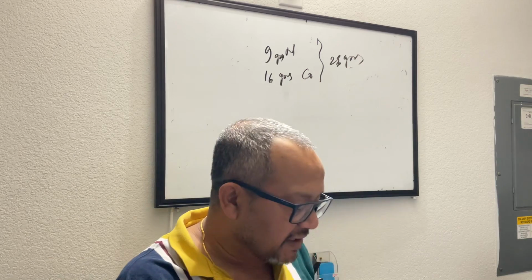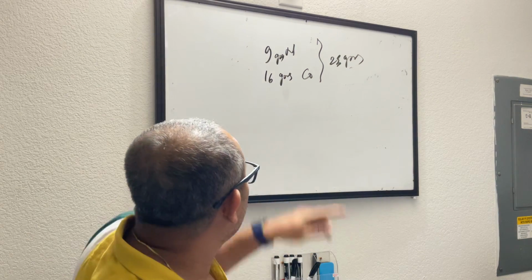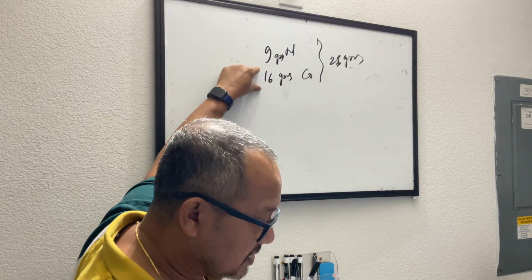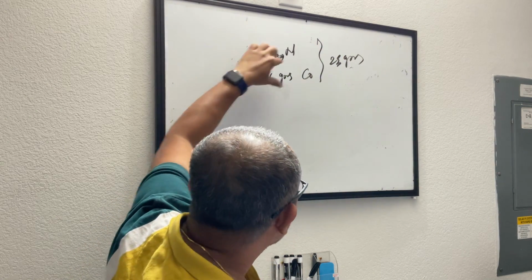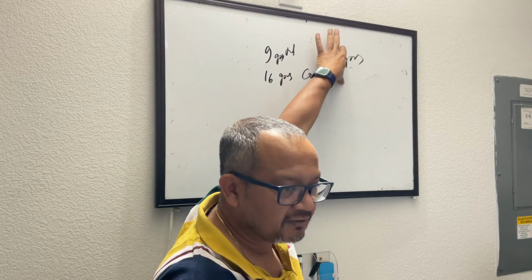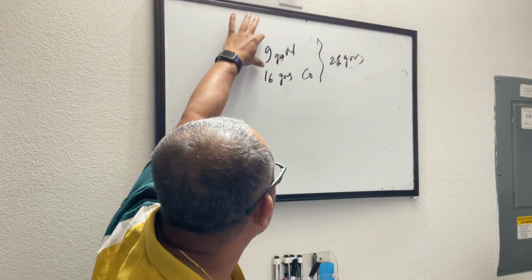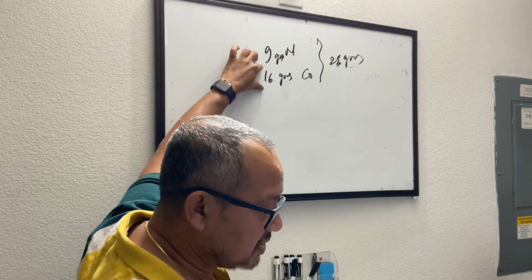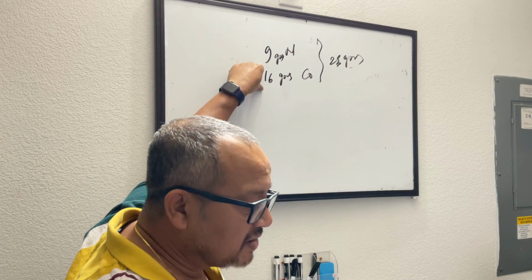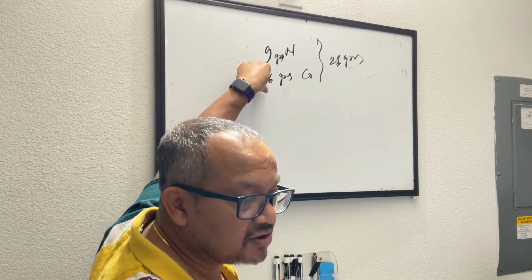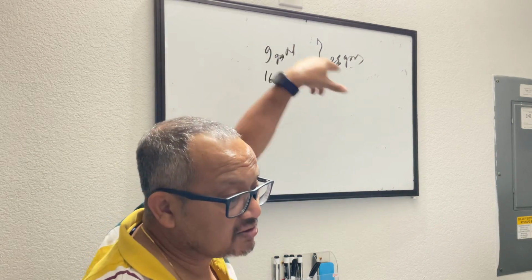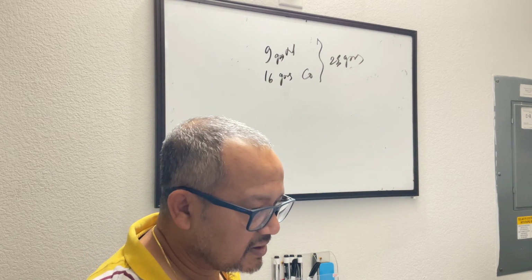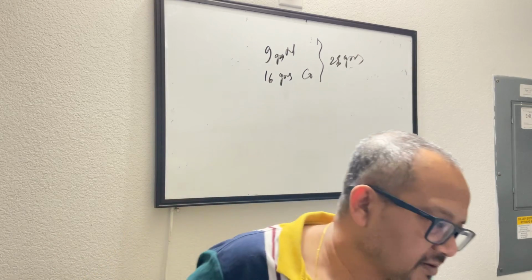I'm reading the question one last time. A coin contains 9 grams of nickel and 16 grams of copper for a total weight of 25 grams. So 9 plus 16 adds up to 25 grams, okay? If you look at a coin that contains 9 grams of nickel and 16 grams of copper, the question is, what percentage of the metal in the coin is copper? 80%.